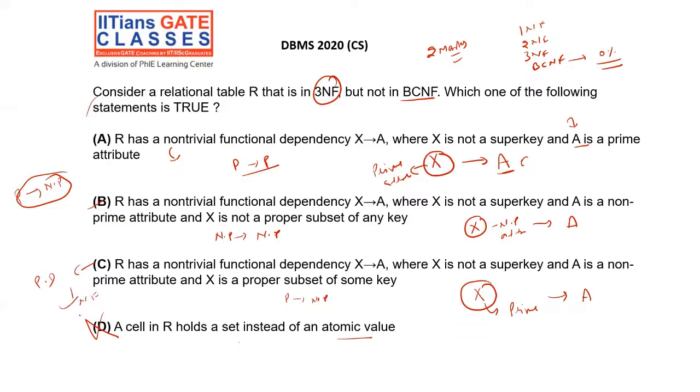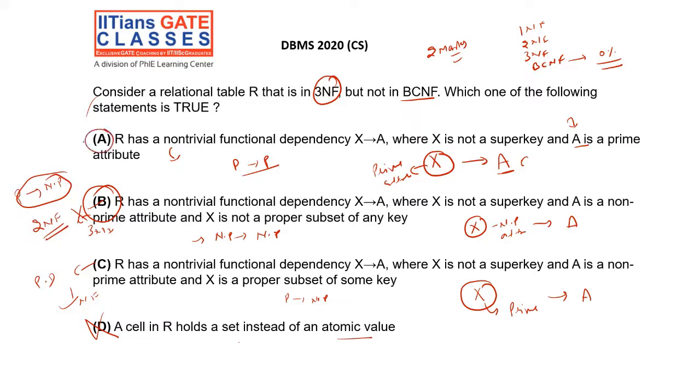The third, you have transitive dependency, where from non-prime we can generate non-prime. That represents a transitive dependency. In 3NF we remove the transitive dependency, but this has a transitive dependency, so it means this is not 3NF. It is only 2NF, right?